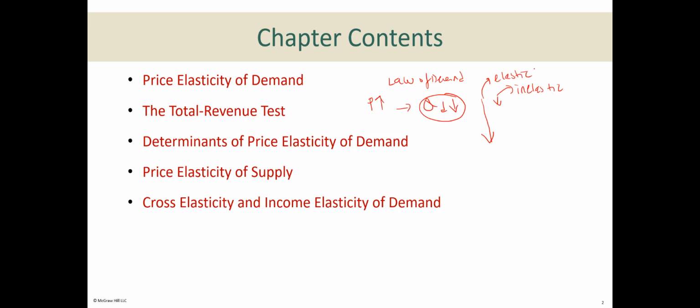Then we will learn about the relation between total revenue and elasticity. And then we talk about determinants of price elasticity of demand, and we talk about price elasticity of supply. And finally, we will learn other elasticities based on other goods in the market and the consumer's income.